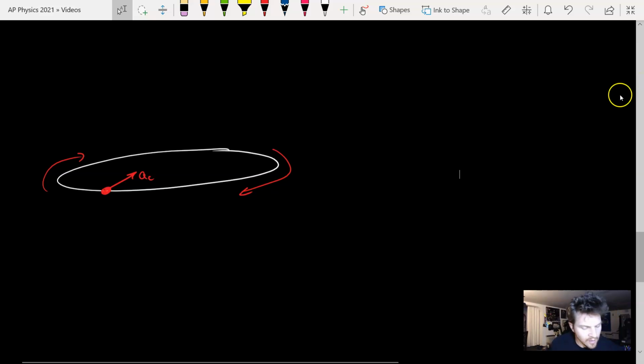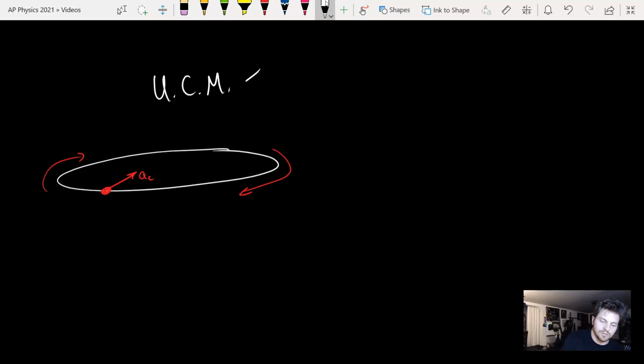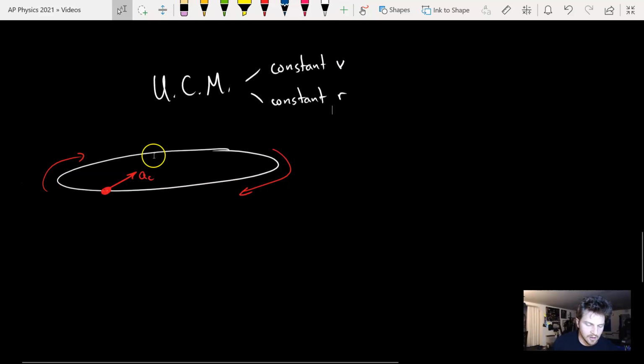So let's say we have this flat horizontal circle and it's going in uniform circular motion, which means that it has a constant speed v and a constant radius r. Okay, so it's spinning clockwise, and you know that at any point on this circle, there's some centripetal acceleration vector, and it's always pointing inward towards the center of the circle, right?